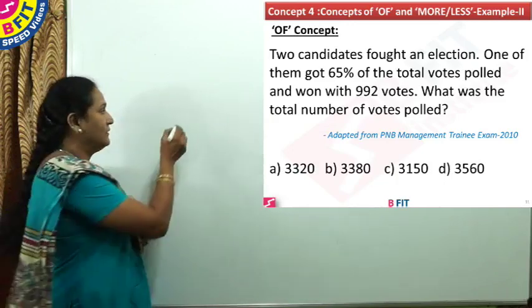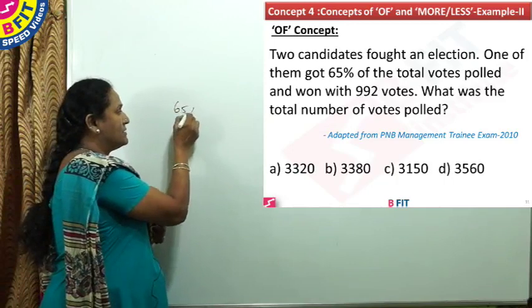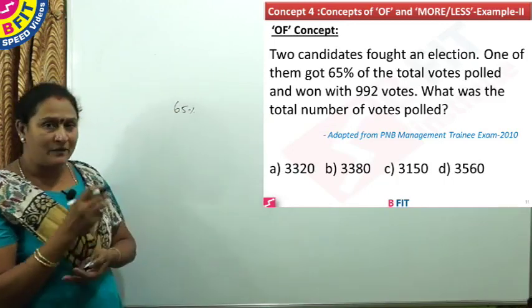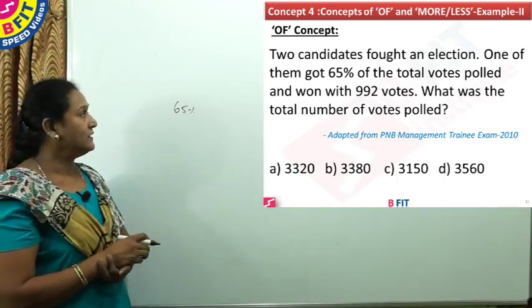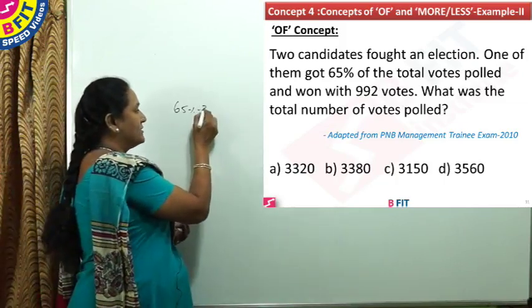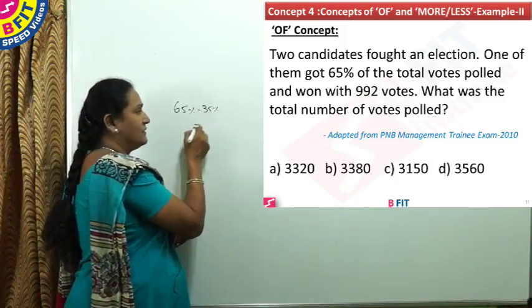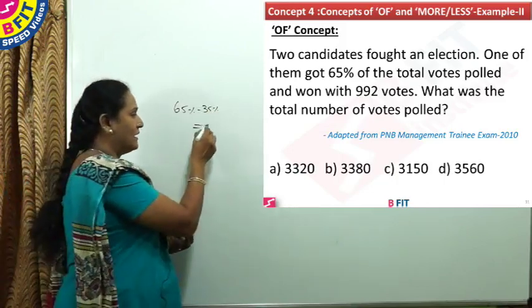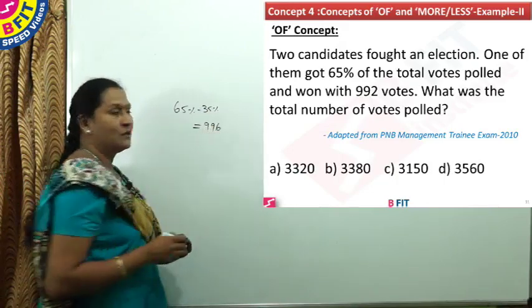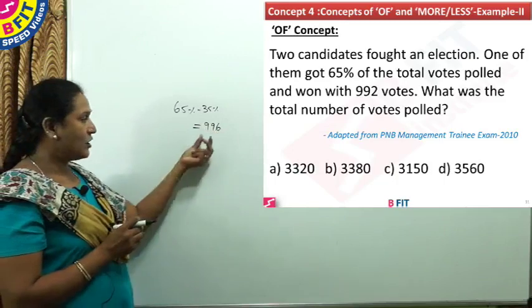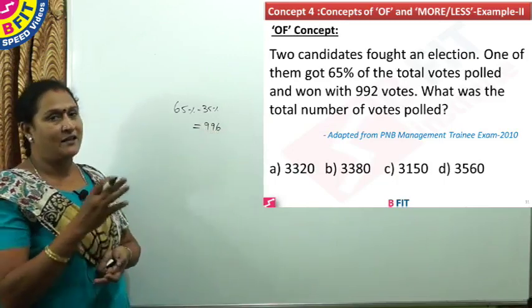So one person gets 65%. Now what will be the percentage of votes got by the other person? So it is 100 minus 65, 35%. So the difference is 996. The person who had won has got 996 votes more than the other person.